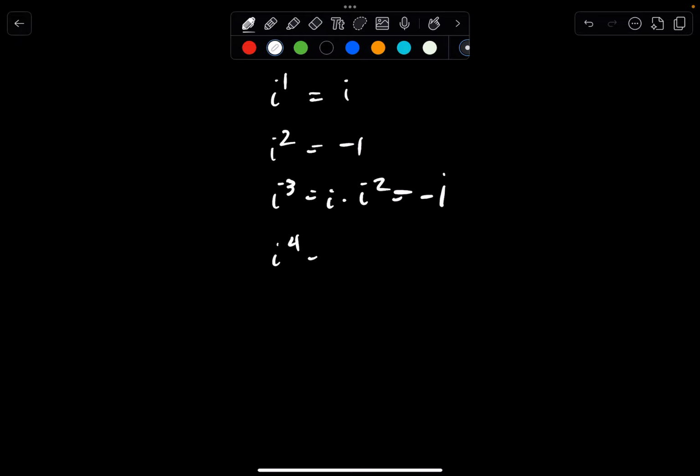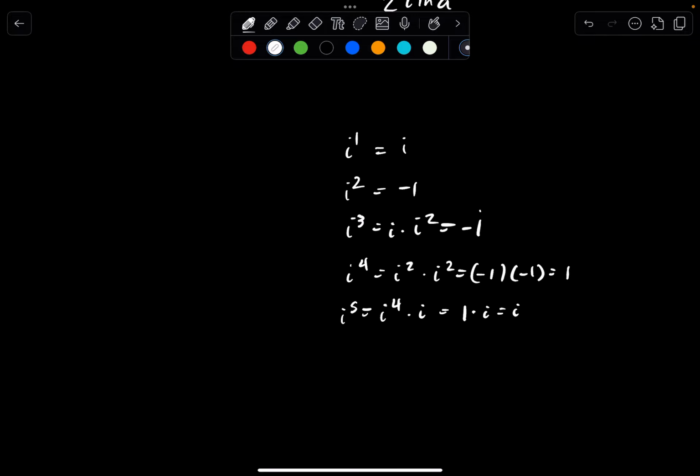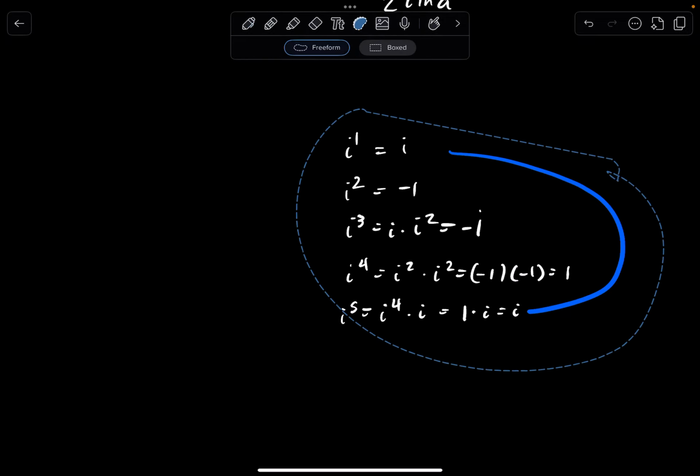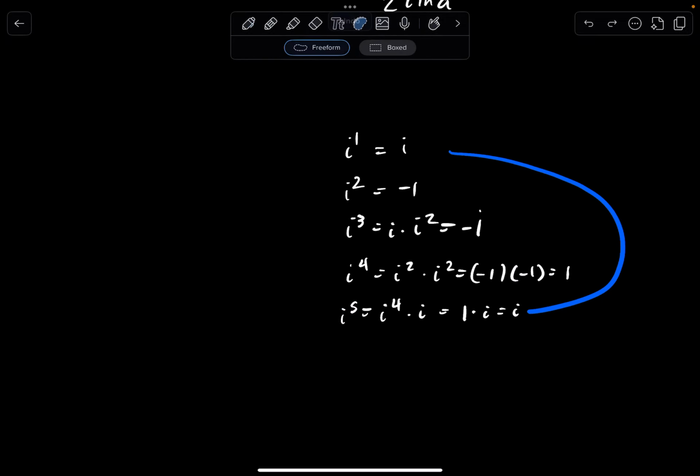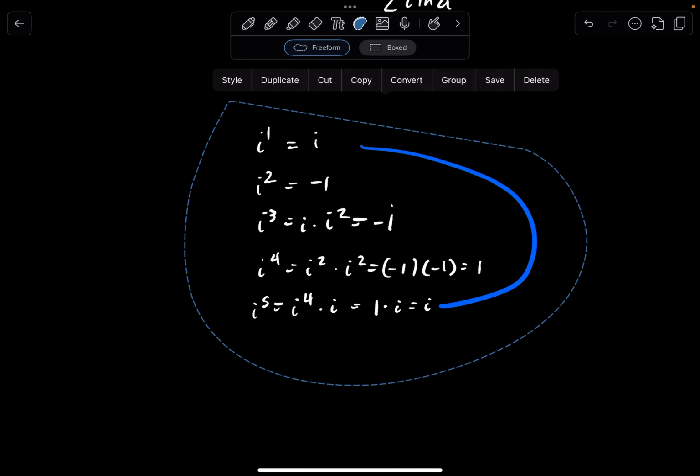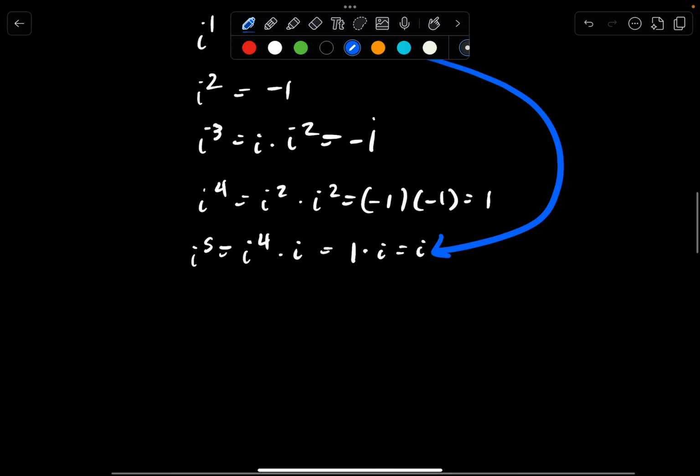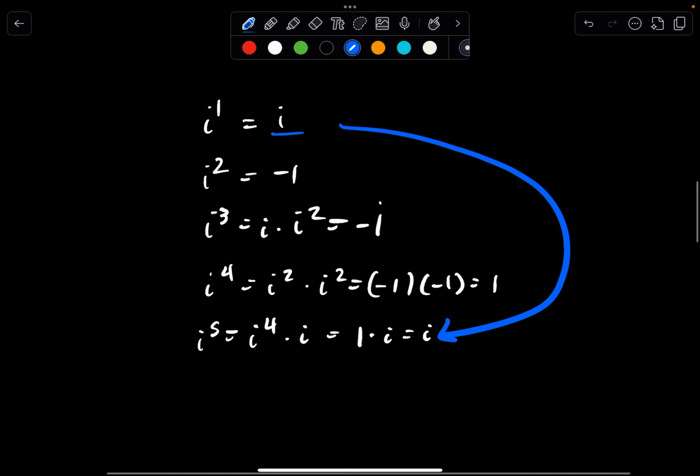I to the fourth power is just I squared times I squared, which is -1 times -1, which is 1. And then we have I to the fifth, which is equal to I to the fourth times I, which we said was 1 times I, which equals I. So you notice a pattern here where the results of raising I to a certain integer exponent begin repeating. And we can account for this in our formula. So you'll notice that this is I again, the result matches.